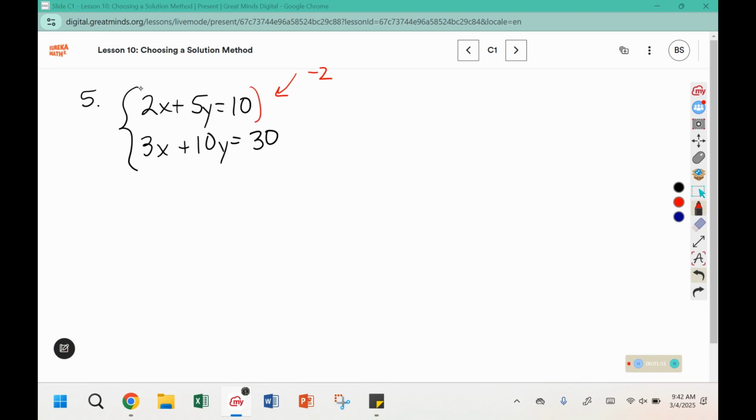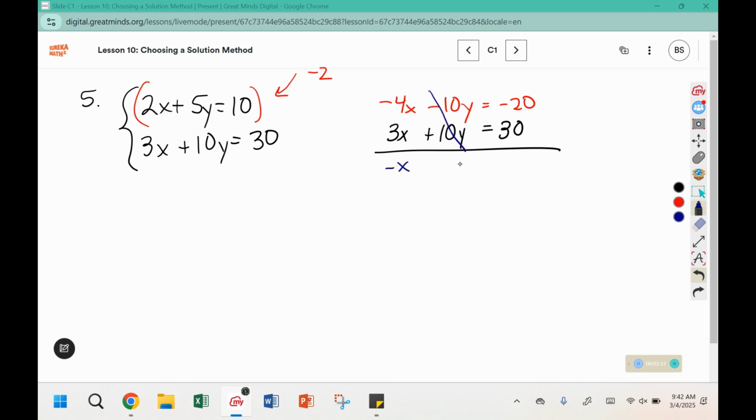But we're going to do the whole thing multiplied by negative 2. So 2 times negative 2 is negative 4. 5 times negative 2 is negative 10. And 10 times negative 2 is negative 20. Then we'll use our second equation. And we are eliminating the y terms. Negative 4x and 3x make a negative x. 10 and negative 10 make 0. Negative 20 and positive 30 make 10. We'll want to divide both sides by negative 1 to get x equals negative 10.